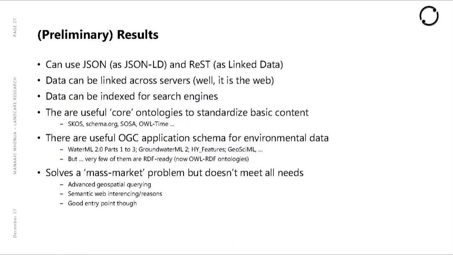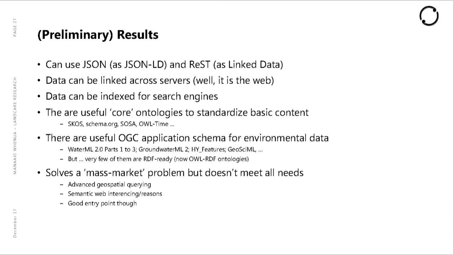So the preliminary results: we can use JSON and REST as, let's say, entry-level linked data. As entry-level linked data, we can link stuff across services. Great shock. It's the web. We're the first to work out how to do this. We can index stuff. Standards-wise, there are some really useful core ontologies developed out there that we can actually use for this common stuff. The W3C has SKOS, and the joint working group on spatial data on the web has come up with things like the SOSA ontology for sensors, observations, sampling and actuators, OWL-Time and that kind of thing.